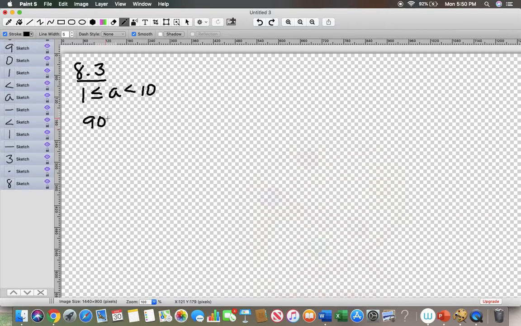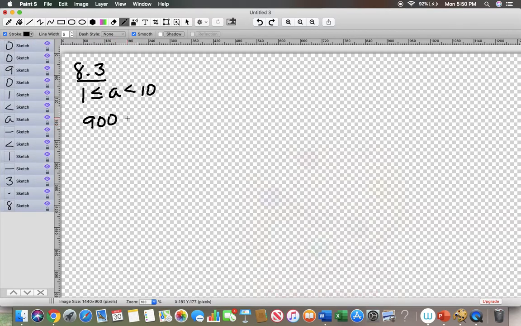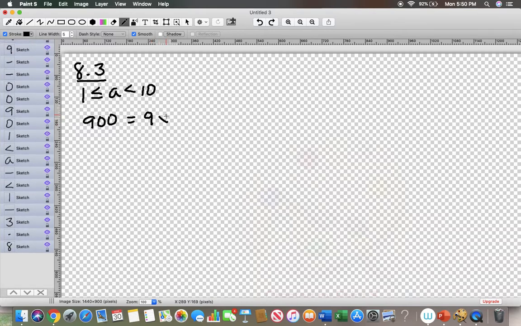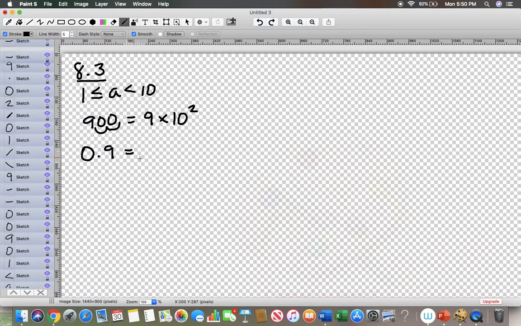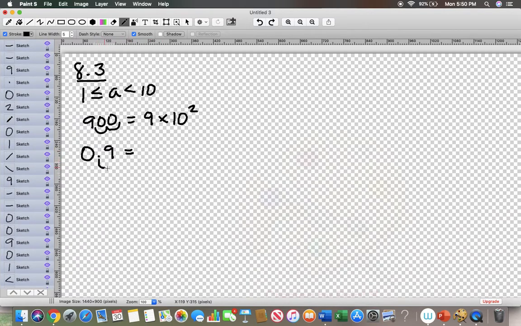So the number 900 is not in scientific notation. The number 900 would need to be made 9 times 10 to the, here's my decimal here, so I move it 2 places to the left. So 900 in scientific notation would be 9 times 10 squared. Again, a decimal of 0.9, that's not in scientific notation. I need to move that decimal to the right 1 place. My number is 9. If I move the decimal to the right, it needs to become a negative exponent right there.